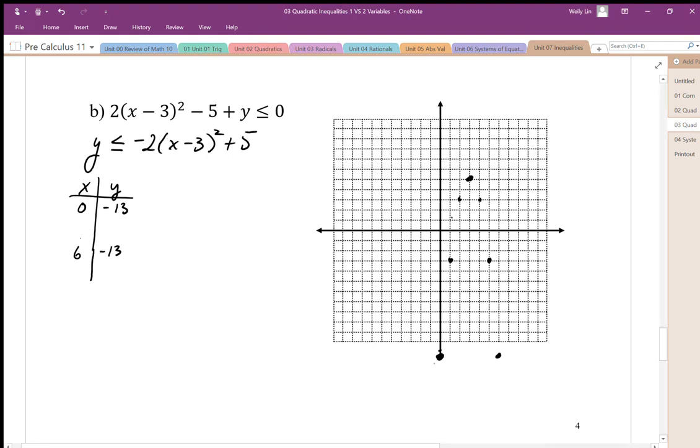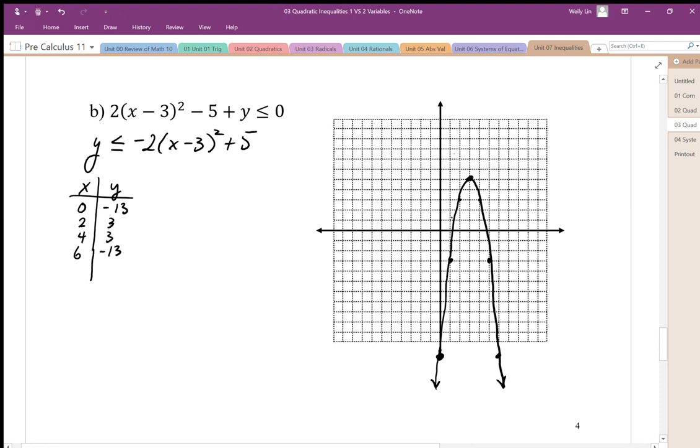But there's my boundary. It's a solid line because it's equal to that boundary. And then I have to establish above or below. Actually, I should probably put in a couple extra coordinates here. So I'm going to go positive 2, positive 3, positive 4.